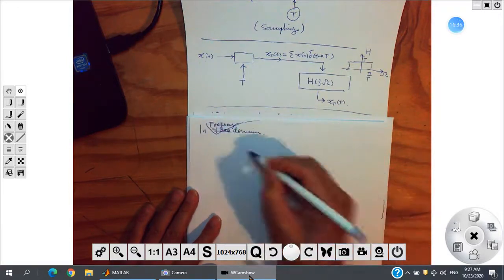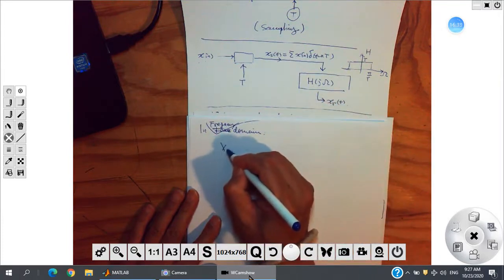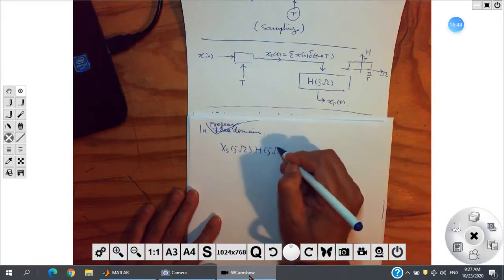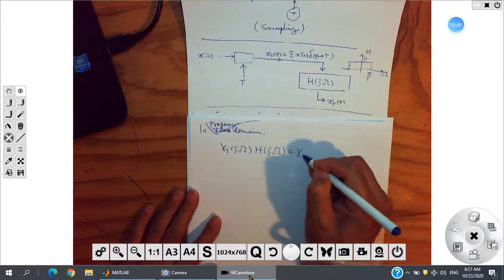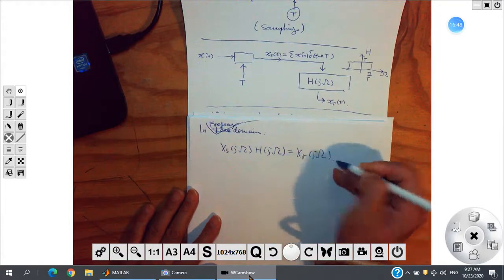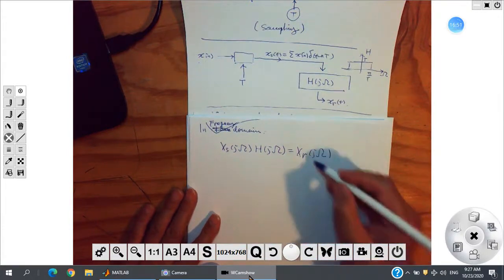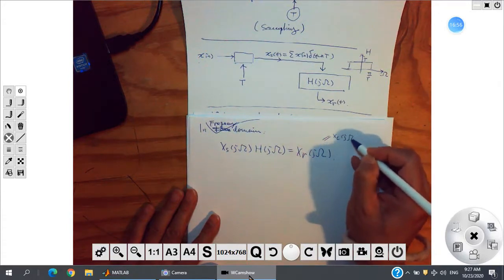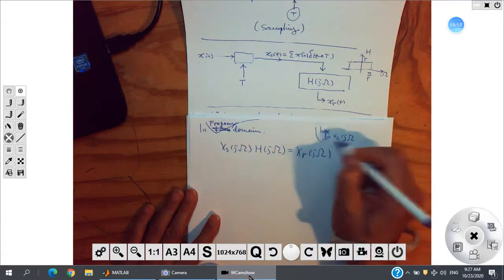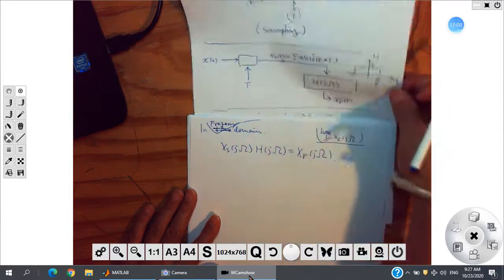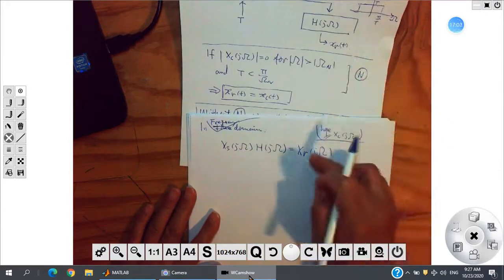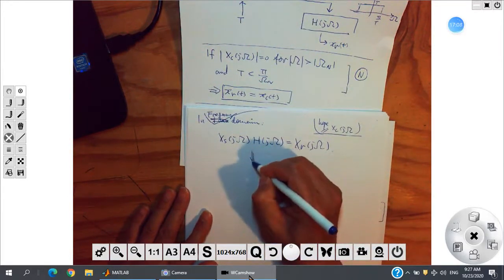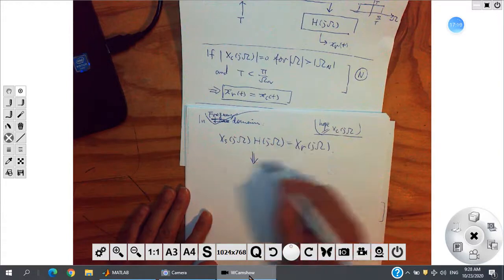xs of j omega times H of j omega equal to xr of j omega. Now suppose this is equal to xc of j omega. Hopefully, if we have the Nyquist condition, then they are the same. Alright, we have this one. Then we go back to the time domain.